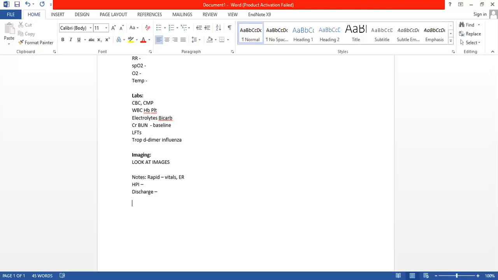Obviously, when you go and see the patient, the first thing is to look at the vitals. So look at the monitor. Usually patients are on telemetry, which gives you a heart rate and somewhat of a rhythm strip also. And then look at the blood pressure, look at how the patient looks.